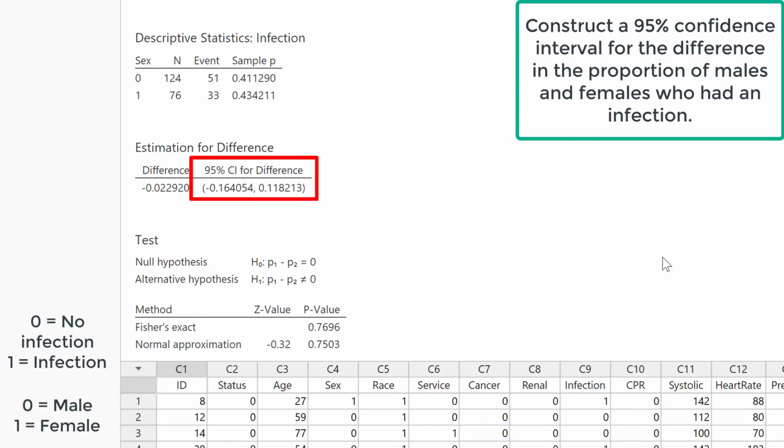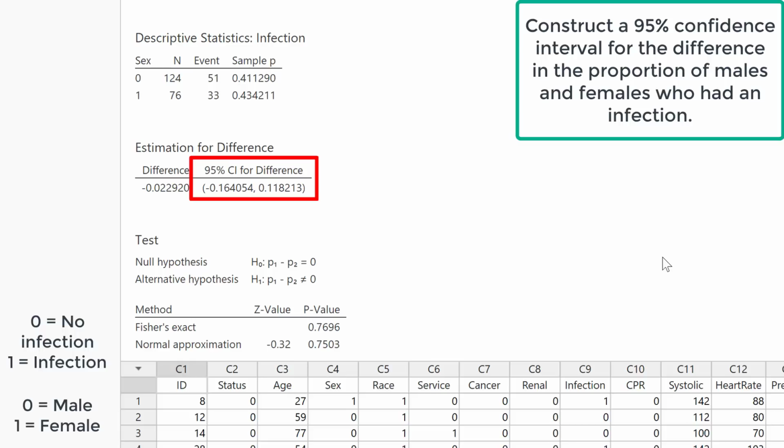Here is our 95% confidence interval. This is the proportion of males minus the proportion of females. I'm 95% confident that in the population of all ICU patients, the proportion of males with an infection minus the proportion of females with an infection is between negative 0.164054 and positive 0.118213.